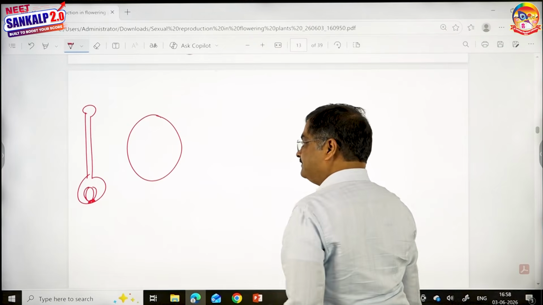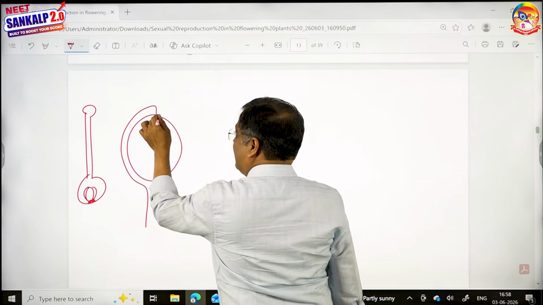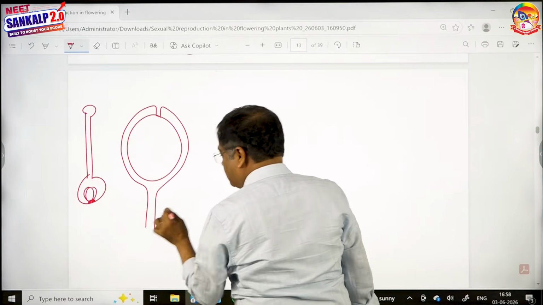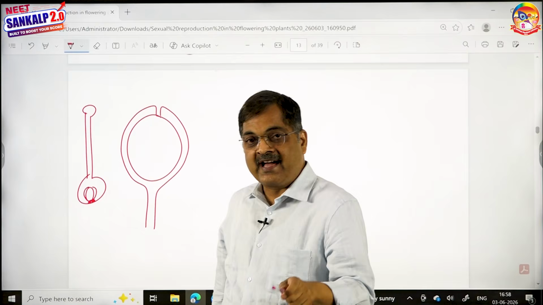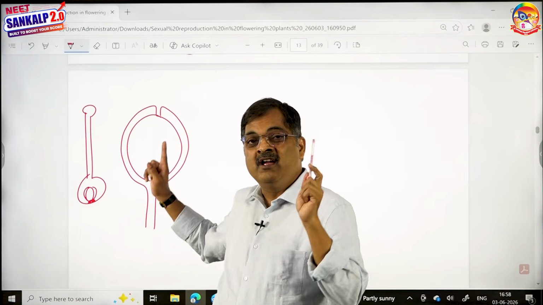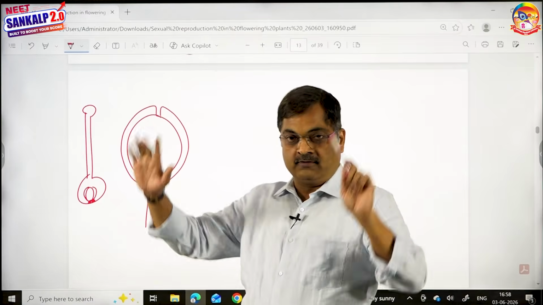This is a bag. And this bag is covered by an integument. You could see, somewhere you have seen this structure. Yes, children, you guessed correctly. This is not only megasporangium but also ovule.